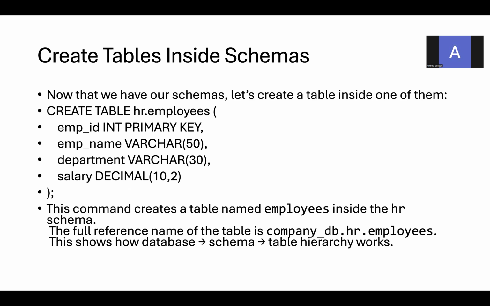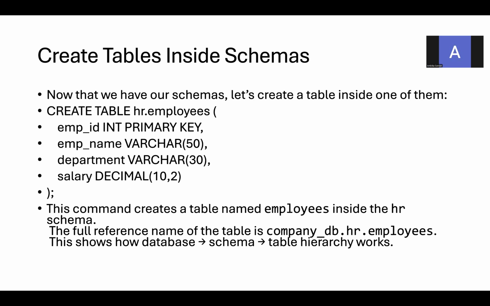For this employee ID, I have to provide the data type. Employee ID takes an integer, employee name takes a varchar of 50, department takes a varchar of 30, and salary takes a decimal. Salary will be in the form of float.